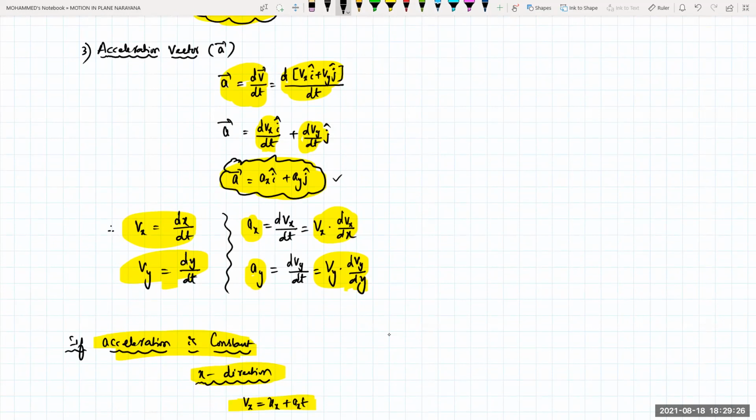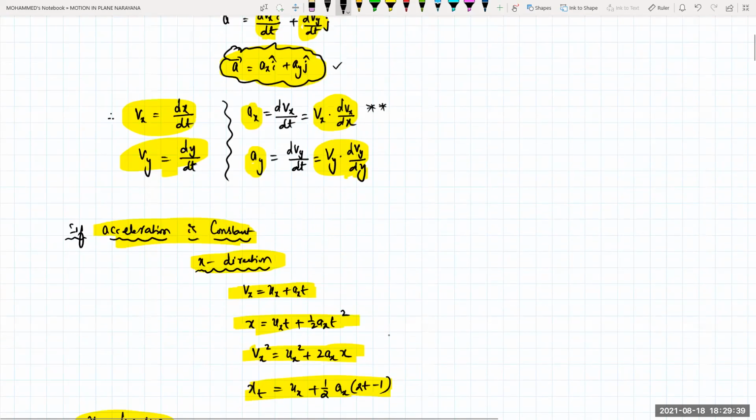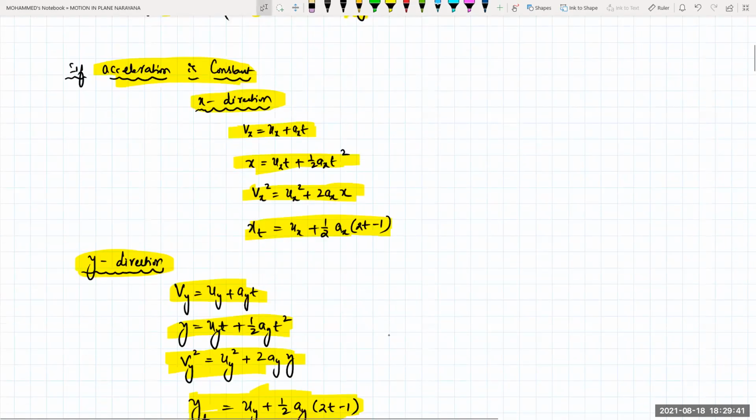Vertical velocity is dy by dt. Horizontal acceleration I can write as vx into dvx by dx. This is very important in terms of your x. And vertical acceleration can also be written as vy into dvy by dy. Now, if acceleration is constant, you can always use the kinematic equations.